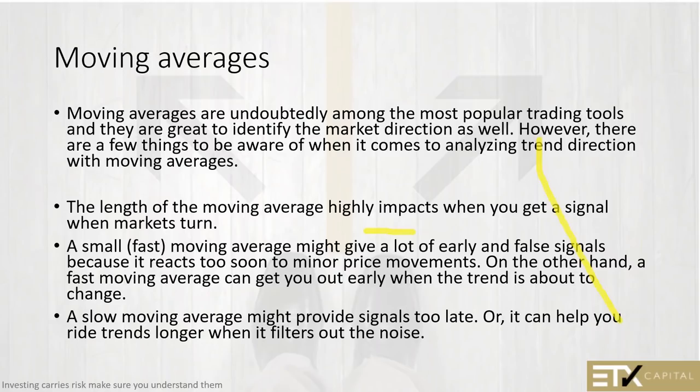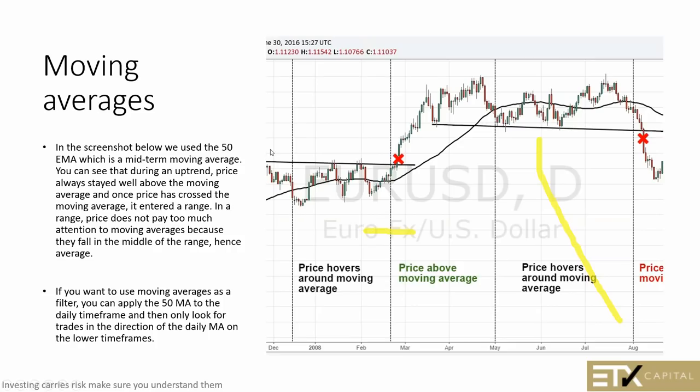So moving averages are undoubtedly among the most popular trading tools, and they are great to identify the market direction as well. Okay. So what a moving average is, it simply takes the noise. It takes the highs and the lows and combines the price to give you an overall average. And for that, we can then get a general view of how the market is moving. So let's go look at a live chart and see how we would do this in real life. So let me pop up some charts on your screen.